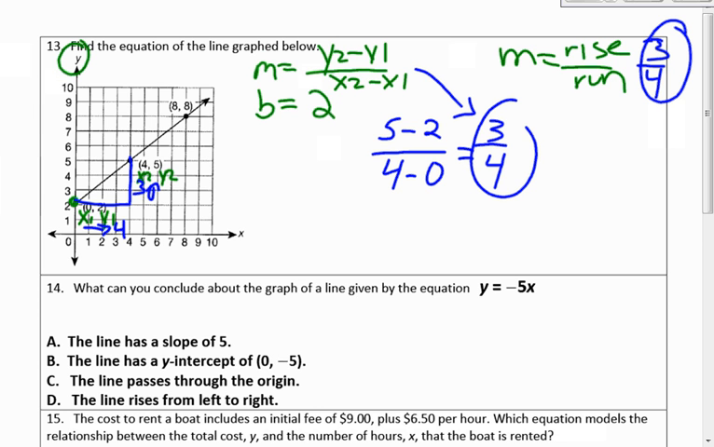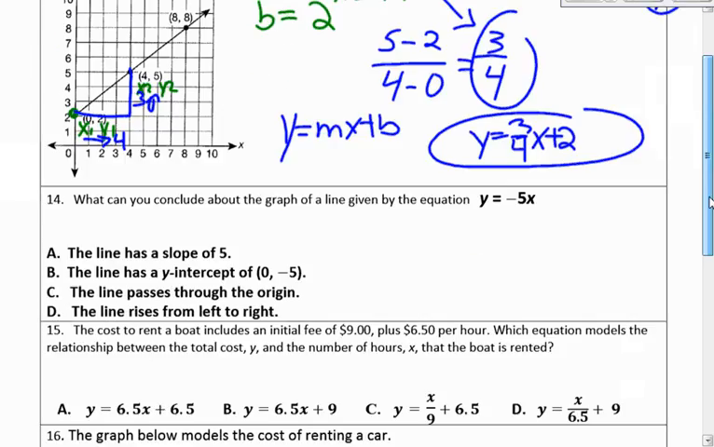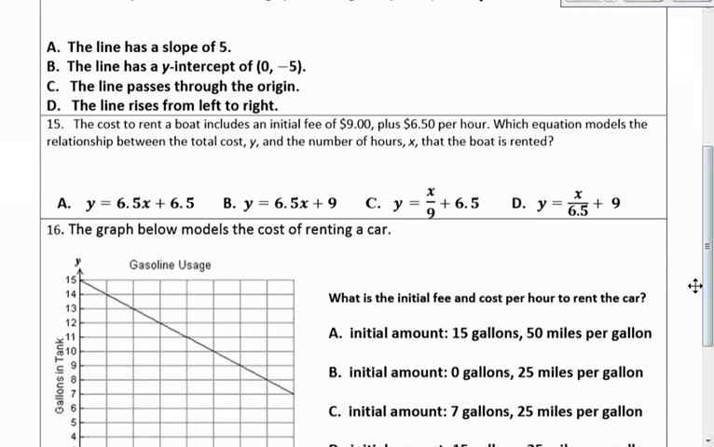Since they want the equation of the line, you have to substitute it into y equals mx plus b, and your equation should be y equals 3 over 4x plus 2. Number 14.